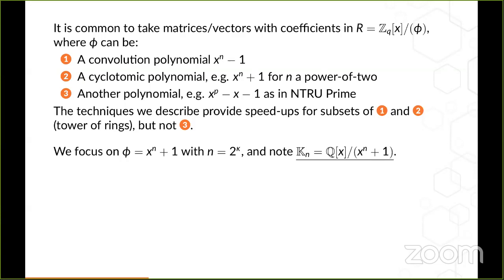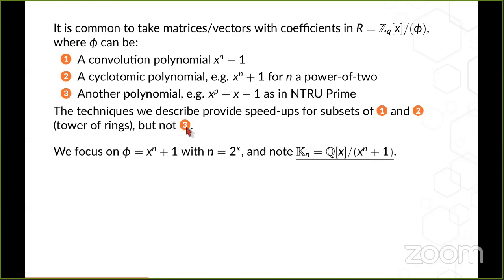And so the techniques that I describe here do provide speedups for cases 1 and 2. They provide speedups whenever we are in a tower of rings, but they do not provide speedups for case number 3 because it doesn't have a tower of rings structure. And this is by design, by the way. The NTRU Prime designers chose this polynomial on purpose.